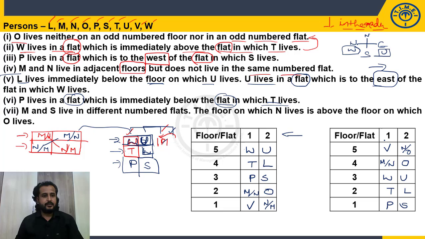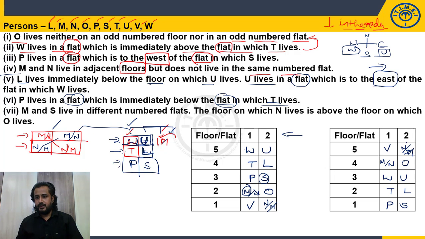But we have some more points, right? Let's go with the 7th point. What is the 7th one? Now we are able to place all the previous information. We are able to freeze. M and S live in different number flats. M and S different. Okay. So this will not be M. N, so this is M. It is S, because M and S are in different number flats. If I take S, M here, same number, so it is not valid. So M and S being the same cannot be possible.